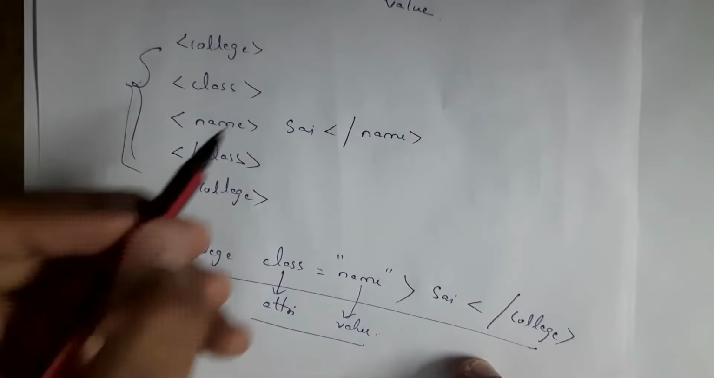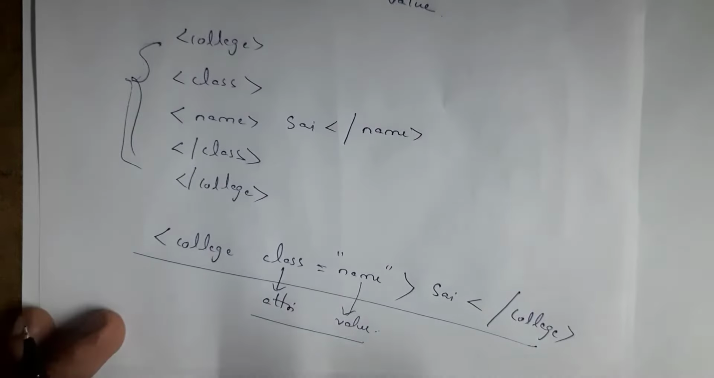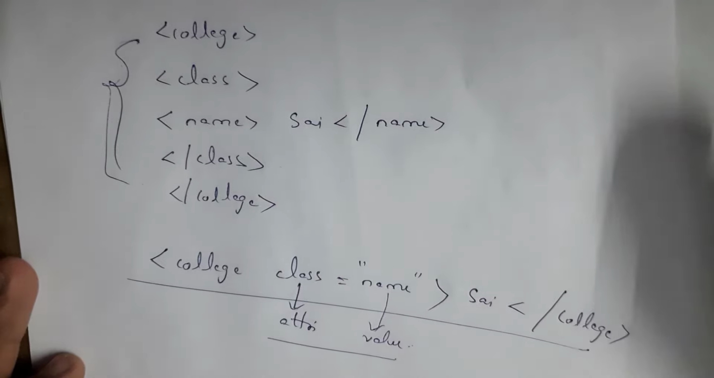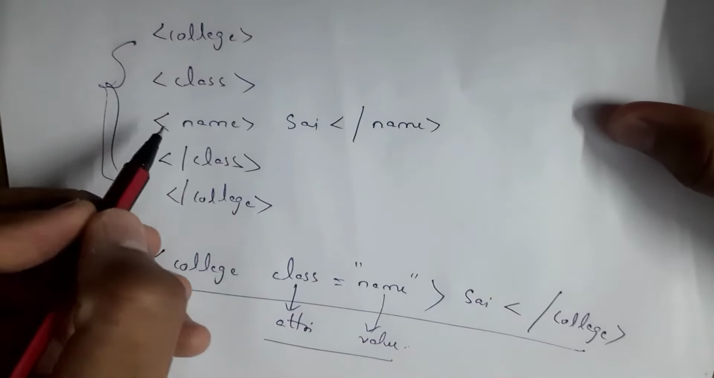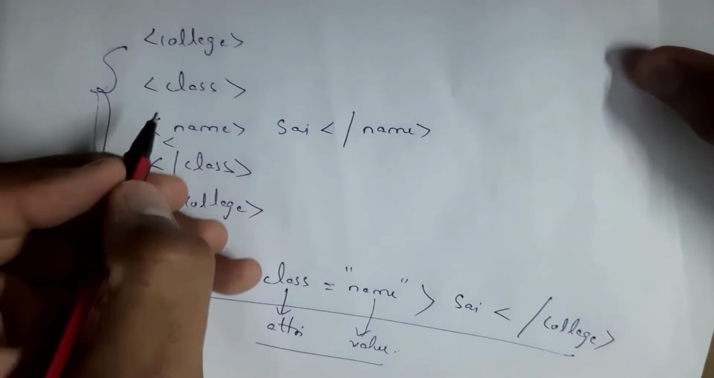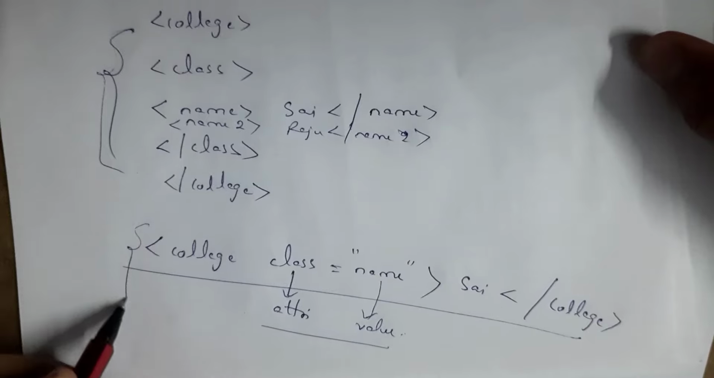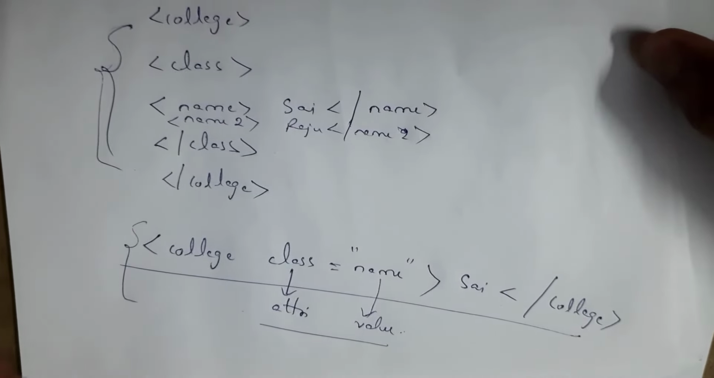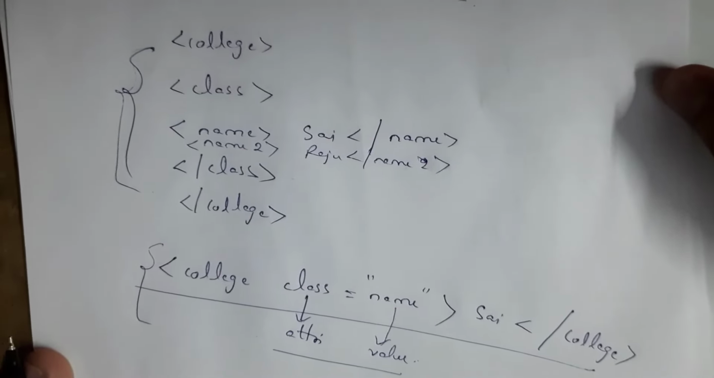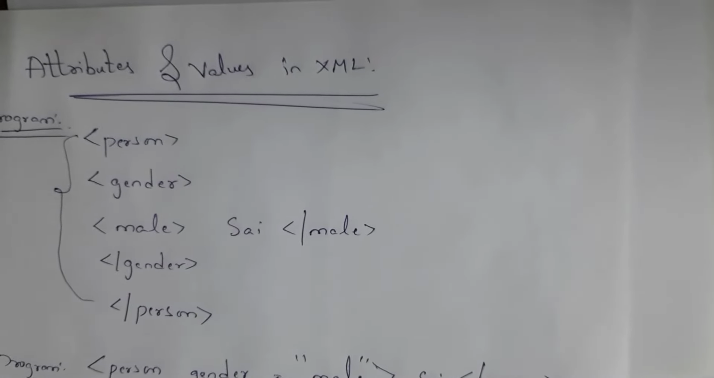And there is one more disadvantage, that is we cannot write multiple values in a single attribute. So an attribute contains only a single value. For example, if I want to add one more tag, it is very easy. But adding one more tag in these attributes and values is very complicated. So these attributes and values are not recommended. Hope you have understood what are attributes and values in XML.